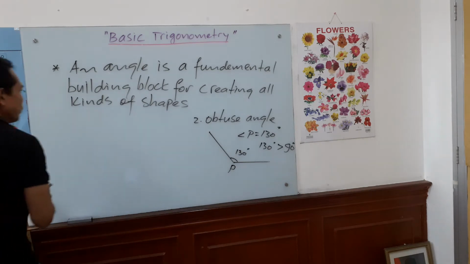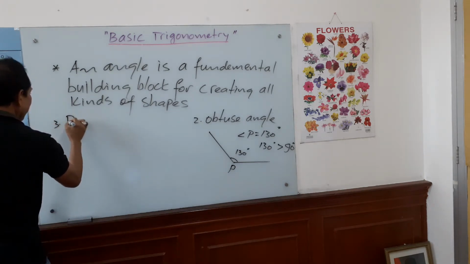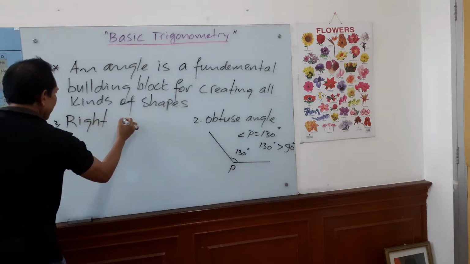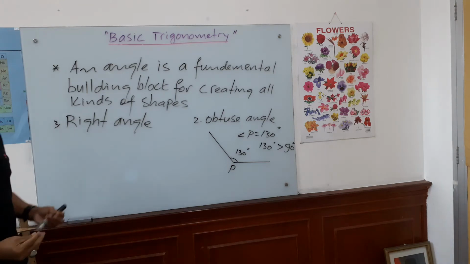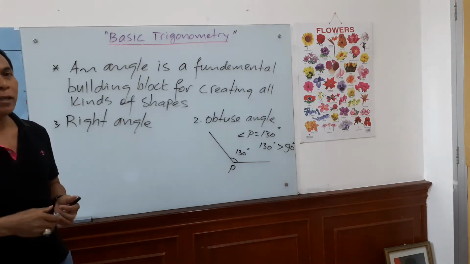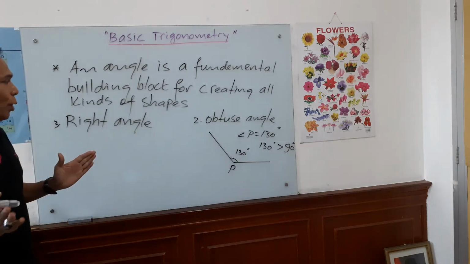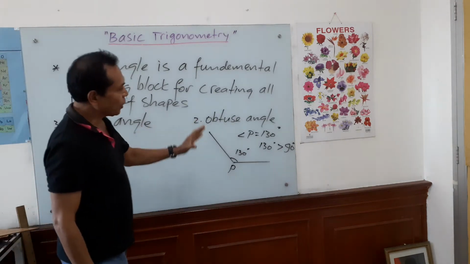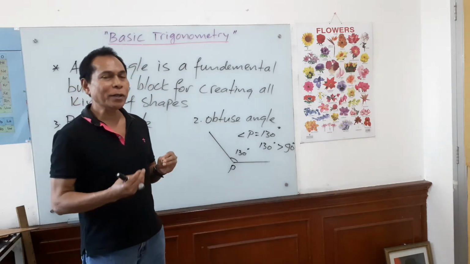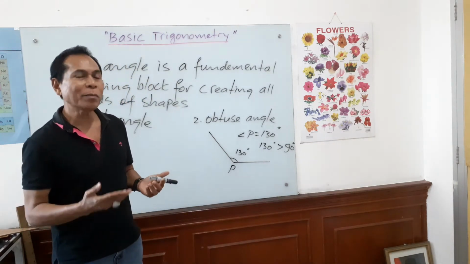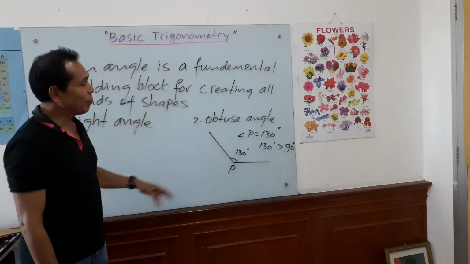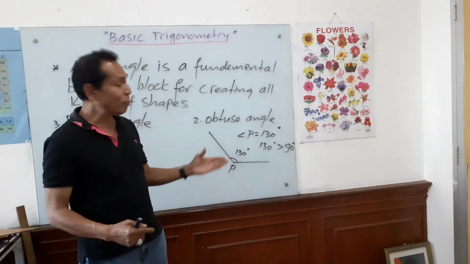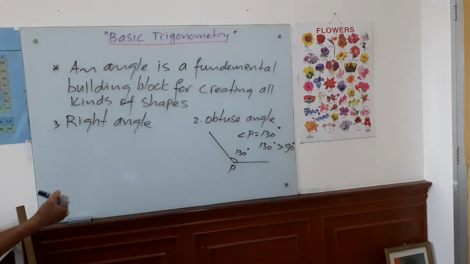Now, number 3 is right angle. A right angle is an exact angle, okay? Right angle is exactly 90 degrees, no more, no less. For acute and obtuse angle, not exactly, because an acute angle can be 50, can be 15, can be 25, can be 20. Obtuse angle also is not exact. Can be 130, can be 125, can be 105. But a right angle is exactly 90 degrees.